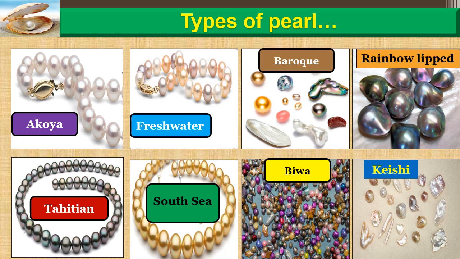The Keshi pearls. These are made entirely without any irritant and are almost always irregular in shape. They throw out or reject the human-introduced irritant but still produce a non-nucleated pearl, which is known as Keshi pearl.